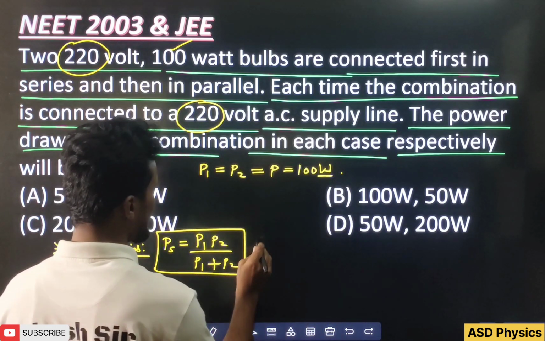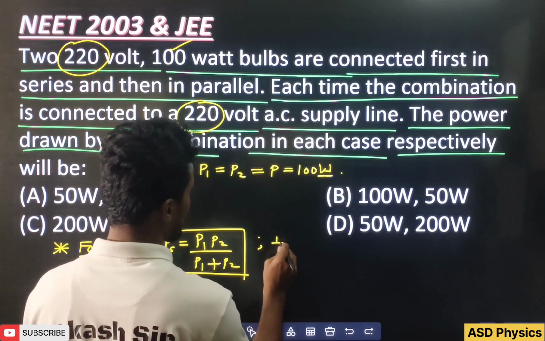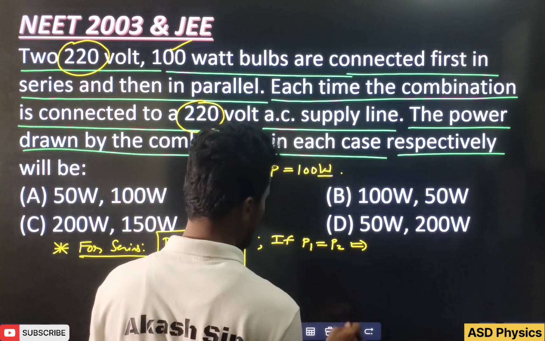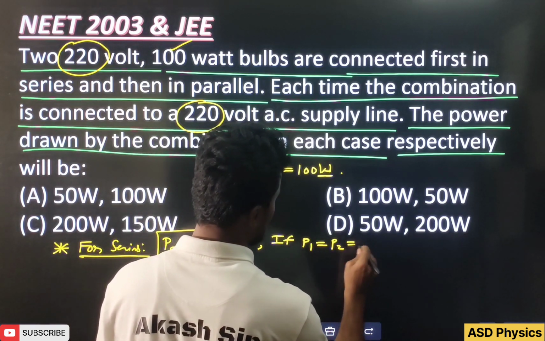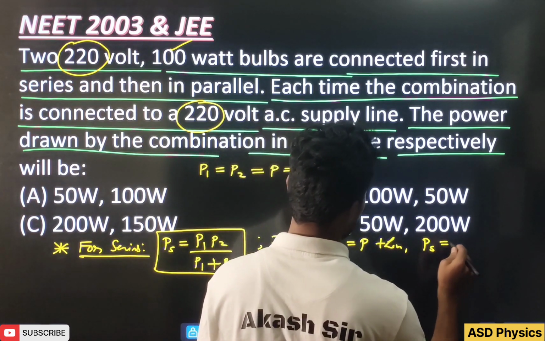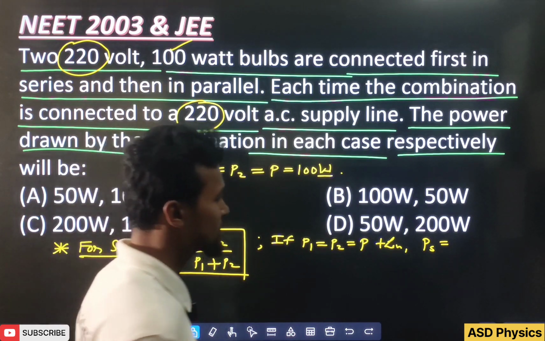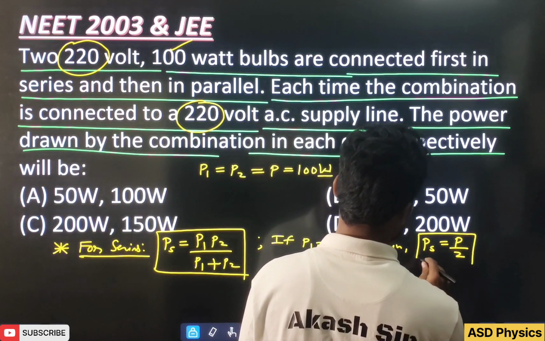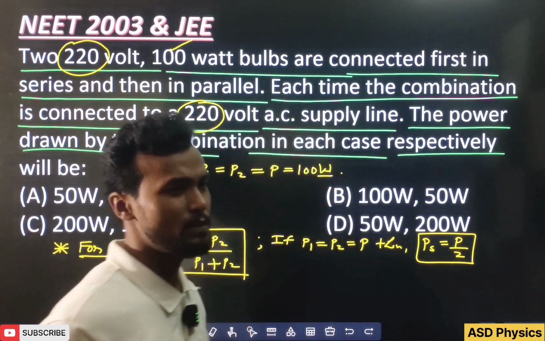Okay, so here if I write the special case, if P1 equal to P2 is equal to P, then for series connection, this PS will become P into P by P plus P, it will become P by 2. Now for 2 bulbs, P by 2, 3 bulbs, P by 3, 4 bulbs, P by 4 and all that.